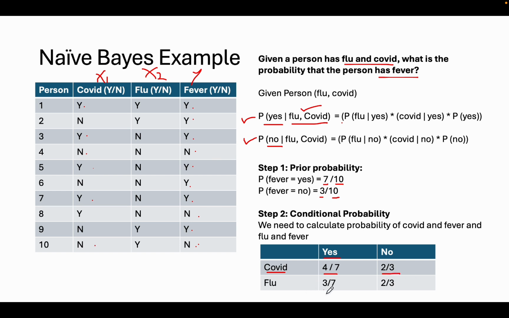Similarly, we are going to repeat the same process for flu as well, and then we'll get the conditional probability. For example, we'll calculate if the person has flu and has fever. So the person has flu and fever 1, he has flu and fever 2, and he has flu and fever 3. We have to calculate these 3 probabilities. 1, 2, and 3 people have flu and they also have fever. So this will be 3 by 7. So this is how you calculate the conditional probabilities.